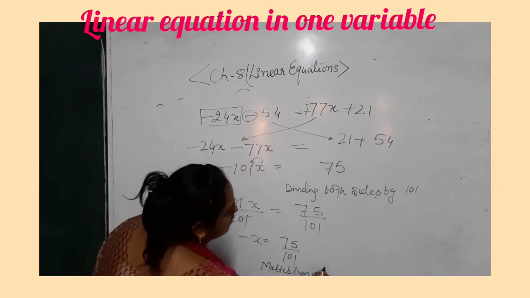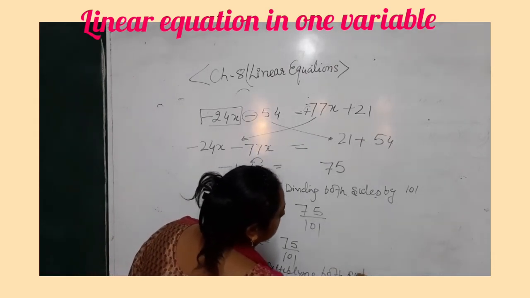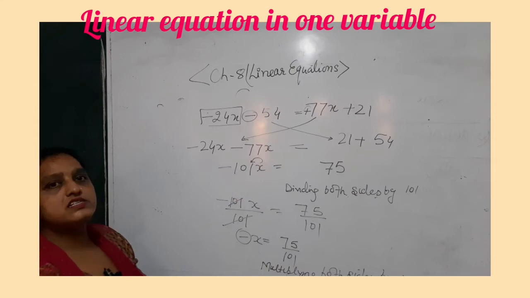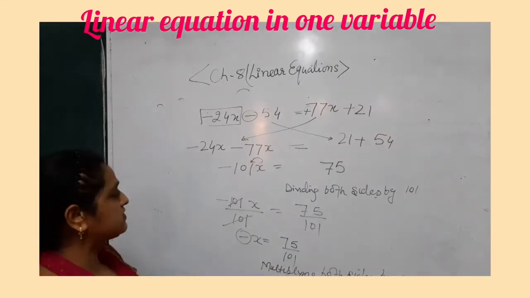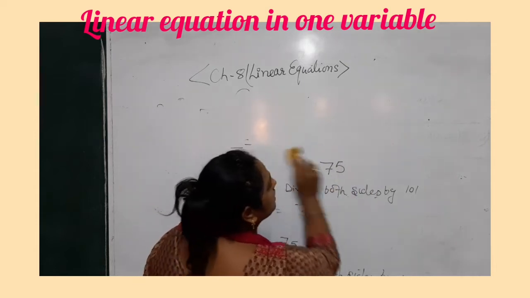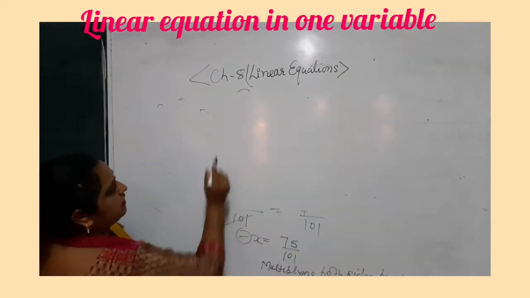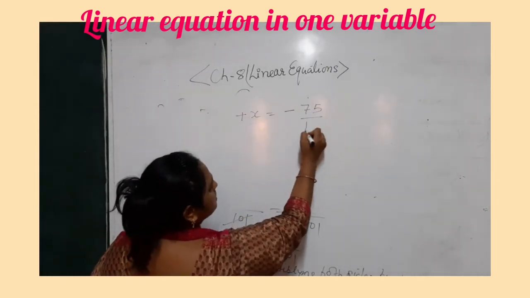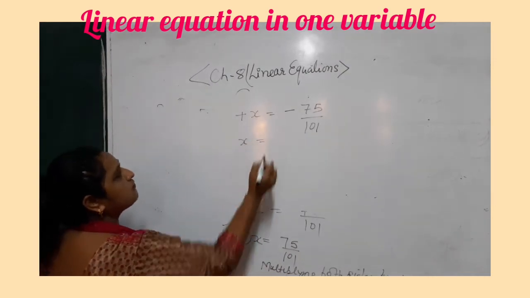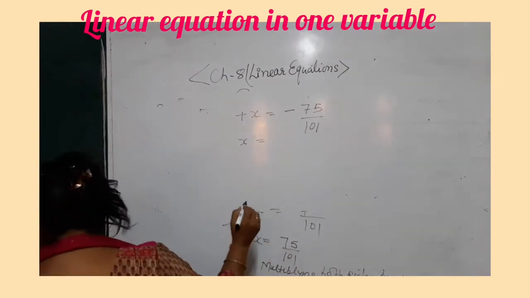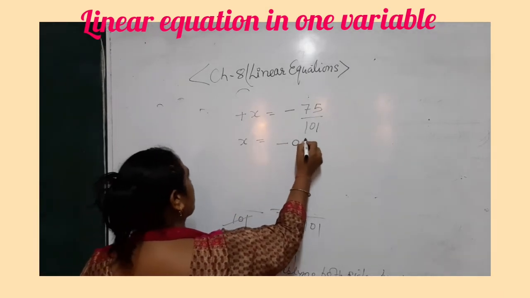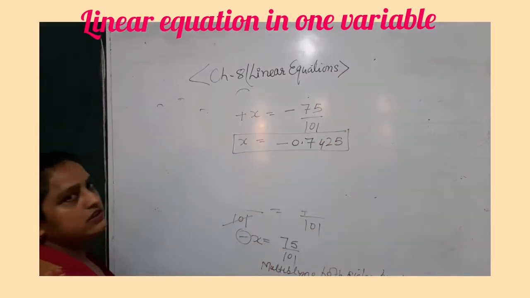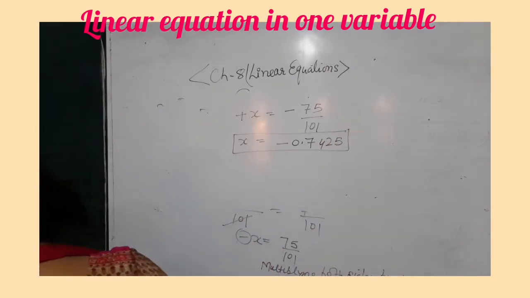Multiplying both sides by minus 1. Why with minus 1? Because here the left hand side has a minus, and we have to make it the positive sign. So that's why we have to multiply it with minus 1. We will get minus into minus plus x is equal to minus 75 by 101. After dividing this 75 by 101, we will get the answer minus 0.7425. That is the required value of the variable. Yes, clear?